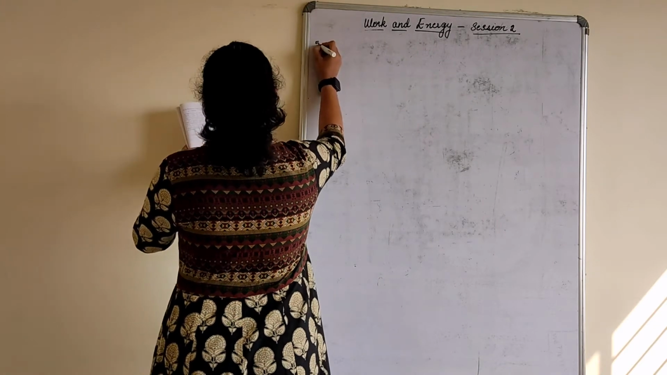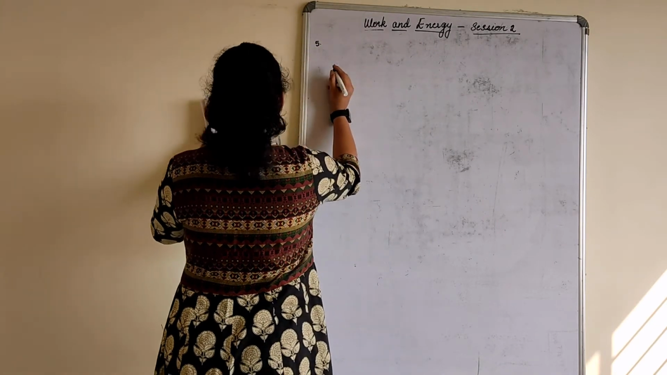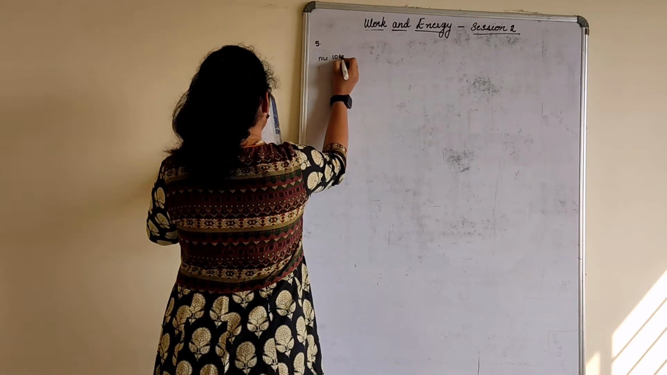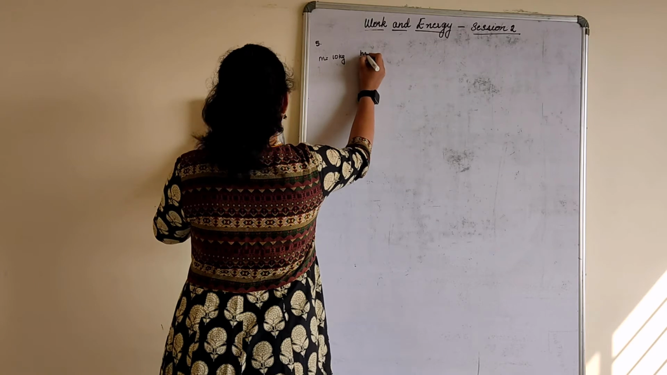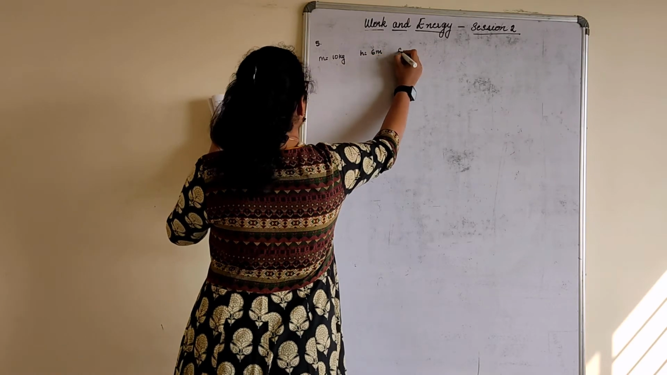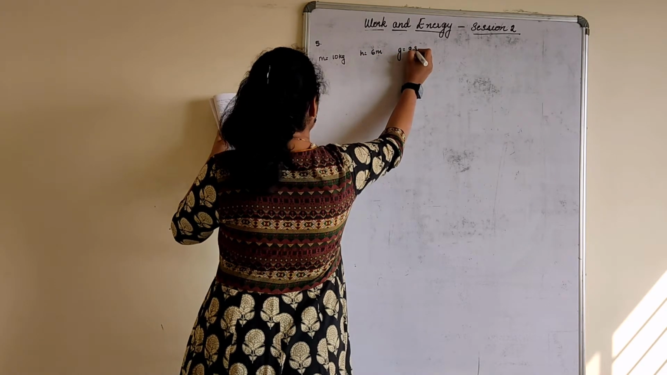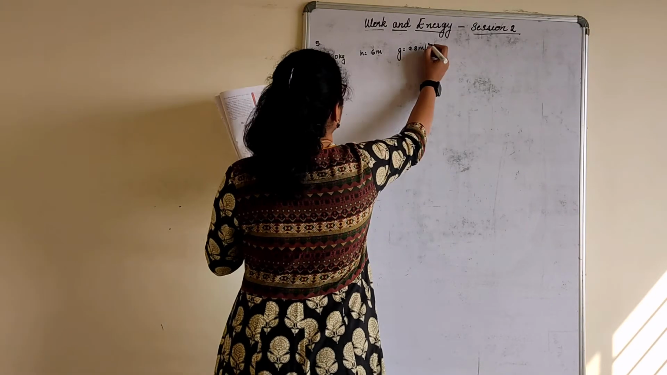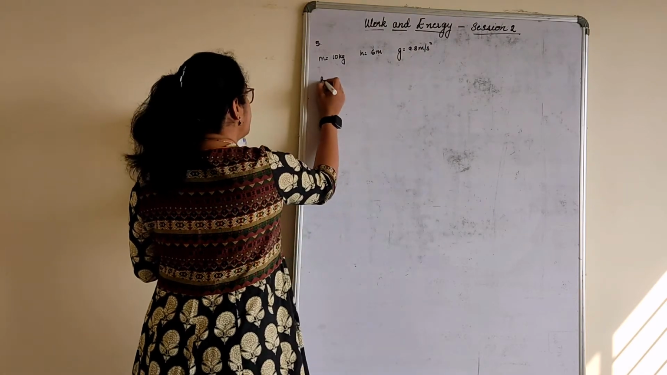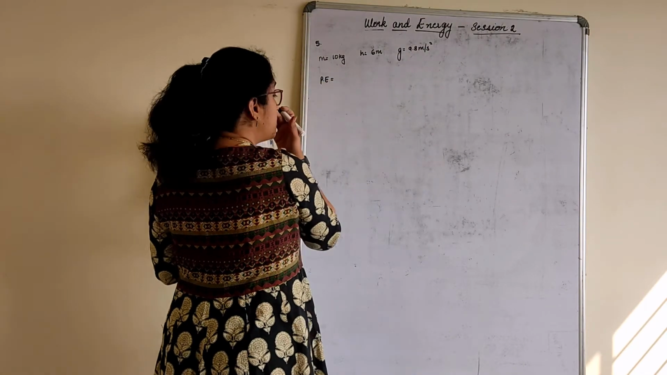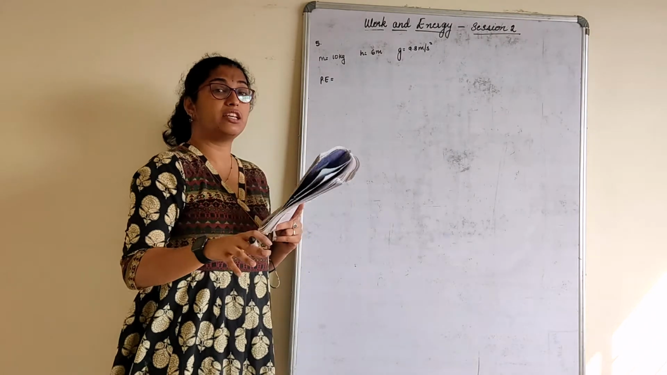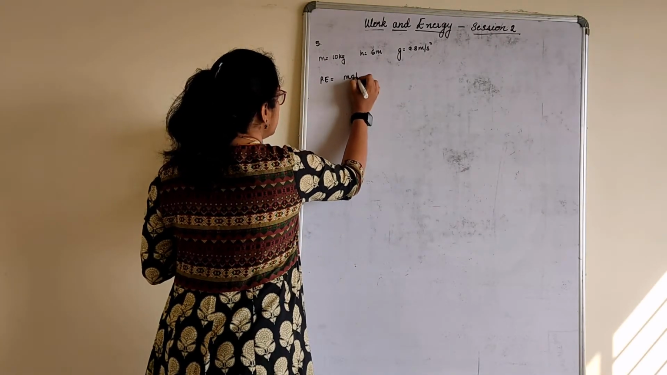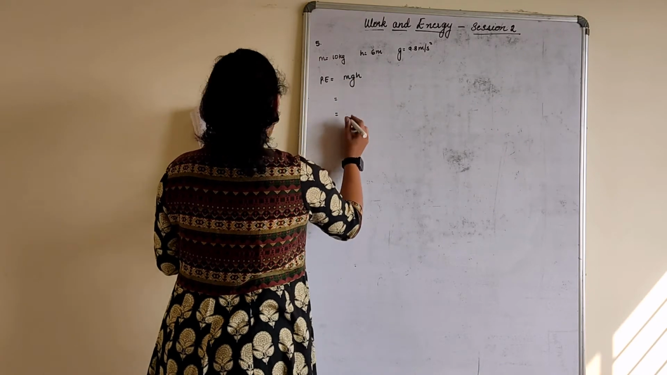Fifth one, find the energy possessed by an object of mass 10 kg when it is at a height of 6 meter above the ground, given g is equal to 9.8 meters per second square. So what is the work done? They have given energy possessed. Energy possessed is nothing but the potential energy, mgh.